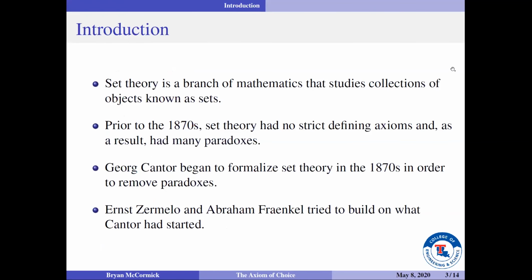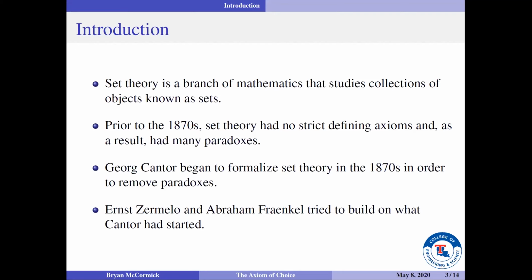Set theory is a branch of mathematics that studies collections of objects known as sets. Prior to the 1870s, it had no strict defining axioms, and it was just defined by word of mouth. It was just spread by what seemed logically right. But this definition of set theory resulted in paradoxes, notably Russell's paradox. Russell's paradox states: consider the set of all sets that are not members of themselves.